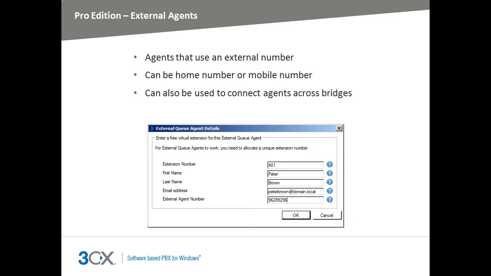Another feature enabled in the Professional Edition is external agents. These are agents that need to work remotely, thus in order to poll the agent, the PBX would need to call them on a landline or on a mobile phone. This is useful when the agents are working from home, or when they are on call to help when the queues get busy. External agents can also be used to connect agents from remote offices across bridges.